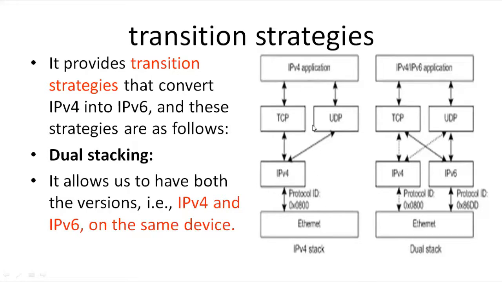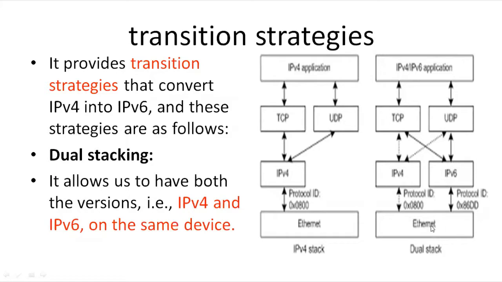Here the left side diagram shows the IP version 4 stacking. Like that you are stacking. For example, Ethernet exists in the link layer, IP version 4 exists in the internet layer, and then TCP and UDP exist in the transport layer. Coming to the IP version 4 application, here is the IP version 6 layer.